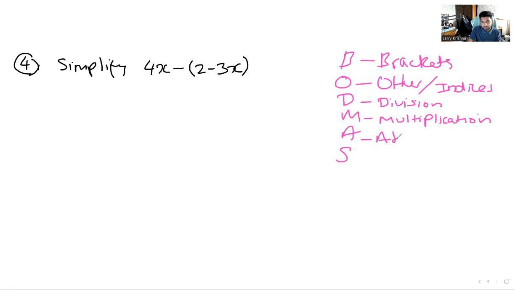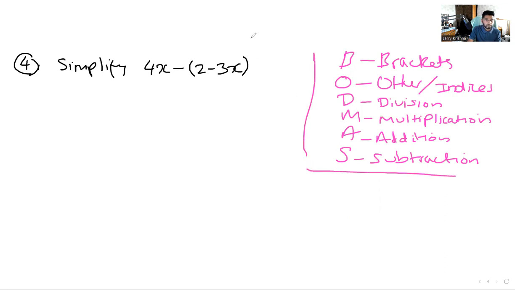A is addition. And S is subtraction. Okay. Change to red to work this one out. In fact, we'll change to green.